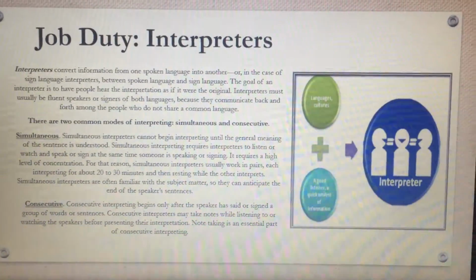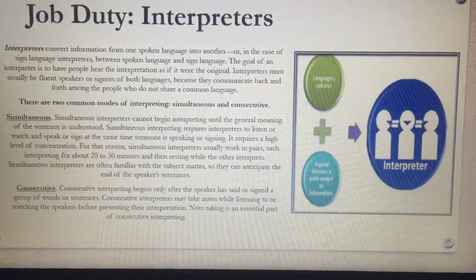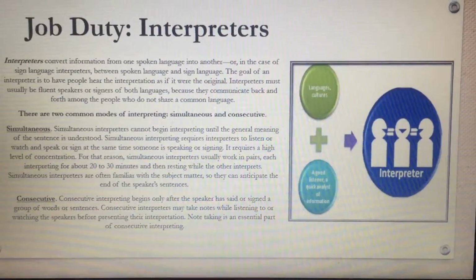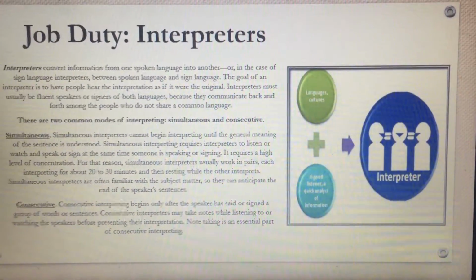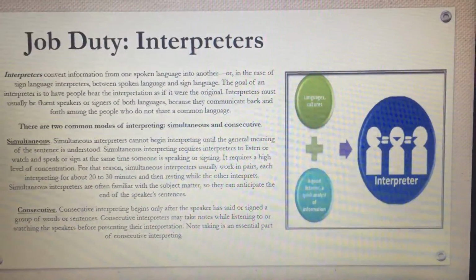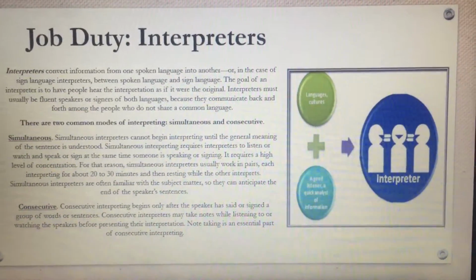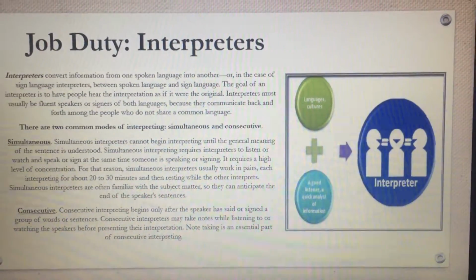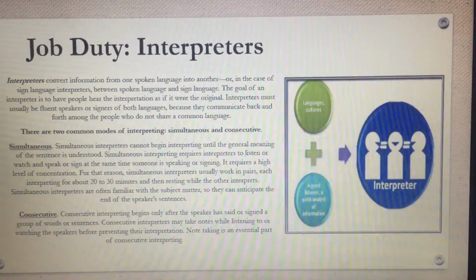Job duty: interpreters. Interpreters convert information from one spoken language into another, or, in the case of sign language, between spoken languages and sign language. The goal of an interpreter is to have people hear the interpretation as if it were the original.